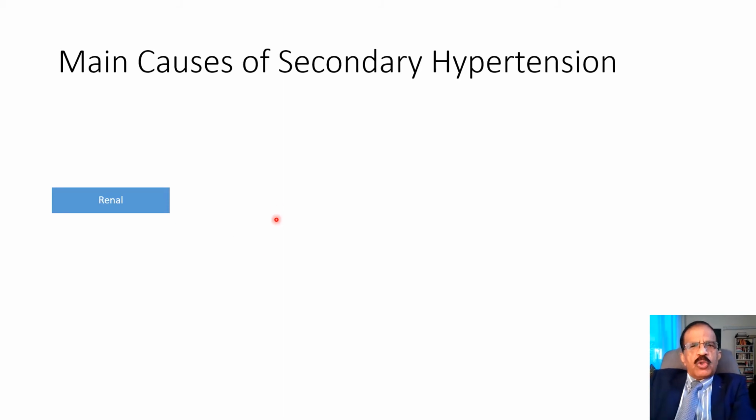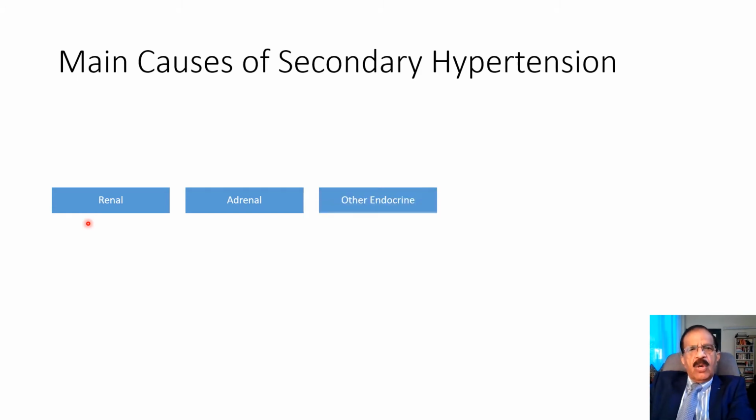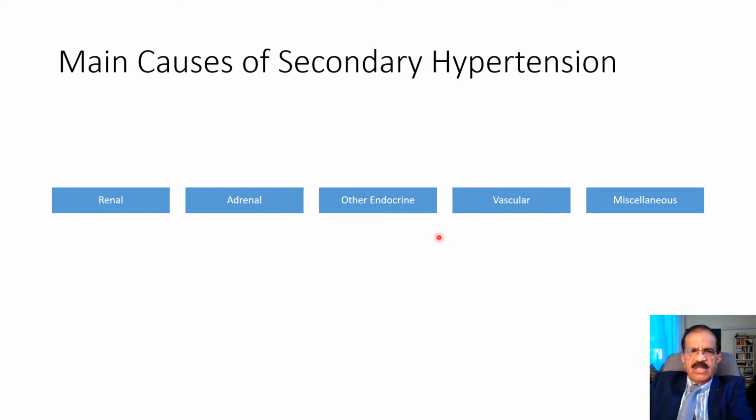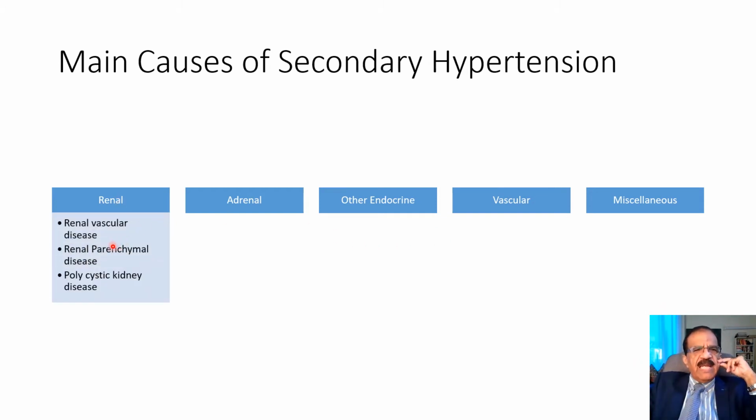Main causes of secondary hypertension relate to the kidneys, renal, or adrenals, or other endocrine systems, and then vascular, and then miscellaneous. So very briefly I'll just mention some of the causes. In kidney, any renal vascular disease, renal artery stenosis, which can occur in younger patients, or atherosclerotic renal artery stenosis, which can occur in elderly people, or any renal vascular disease in the form of angiitis or autoimmune diseases, SLE and stuff like that. They can cause inflammation of glomeruli.